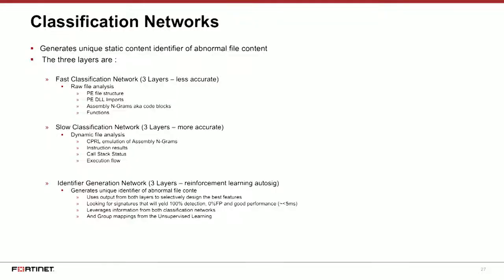And then it understands that it has 100% detection, 0% false positive, but the performance is very poor. So what it does is selectively discard one feature, bring in another one, and do the same thing. If the performance is a little better, then the system has learned that the feature that it kicked out is bad at performance. Okay, so this is how the system evolves and uses all this information. So it leverages information from both classification networks and group mappings for the unsupervised learning, so it can learn which kind of malware should be tested against a given signature.